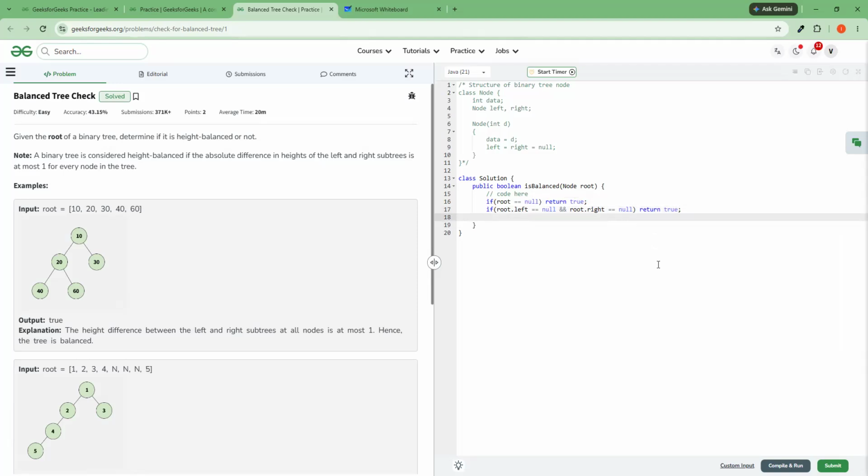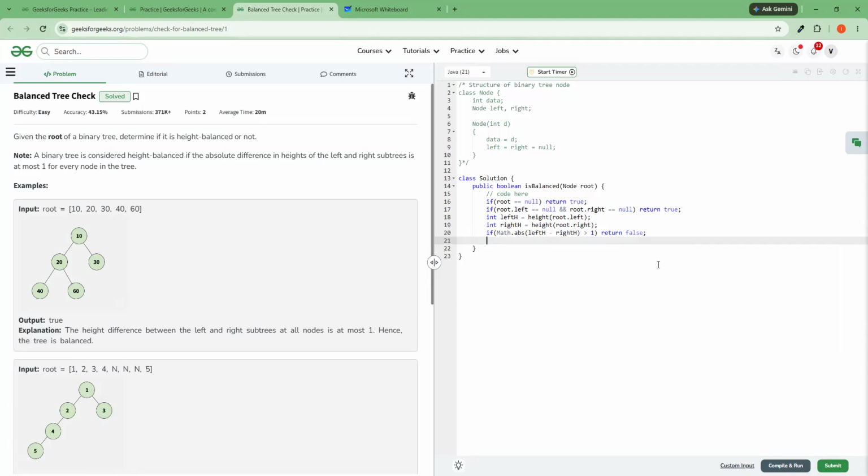But if there are left or right children or both present, then we will calculate the left height. We will call one height function that gives us the height of the left subtree, and we will calculate the right height with root dot right. Then we need to find the absolute difference, so I will use the math library: left h minus right h. If it is greater than 1, it means this violates our condition, so we will just return false.